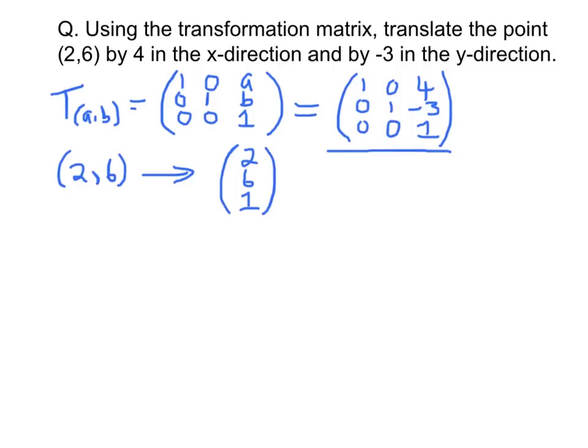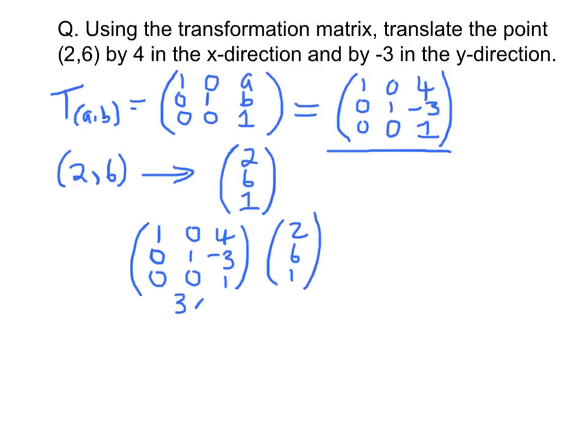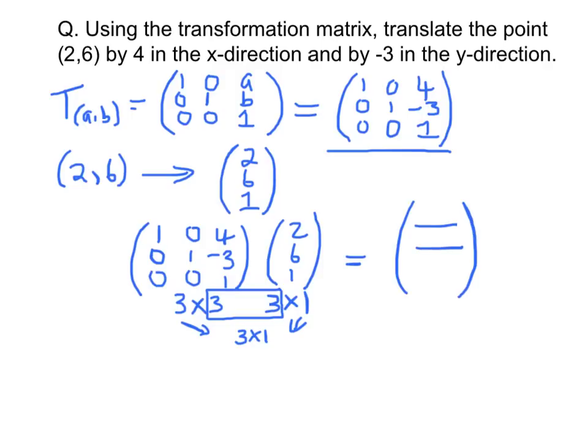So to do the translation, I take my translation matrix 1, 0, 0, 0, 1, 0, 4, -3, 1, and I multiply it by 2, 6, 1. Now this is a 3 by 3 matrix, and it's multiplied by a 3 by 1 matrix. These two values are similar, and the solution is going to be a 3 by 1 matrix. So my solution is going to look like this. It's going to have 3 rows and 1 column. Now let me do the multiplication for you.